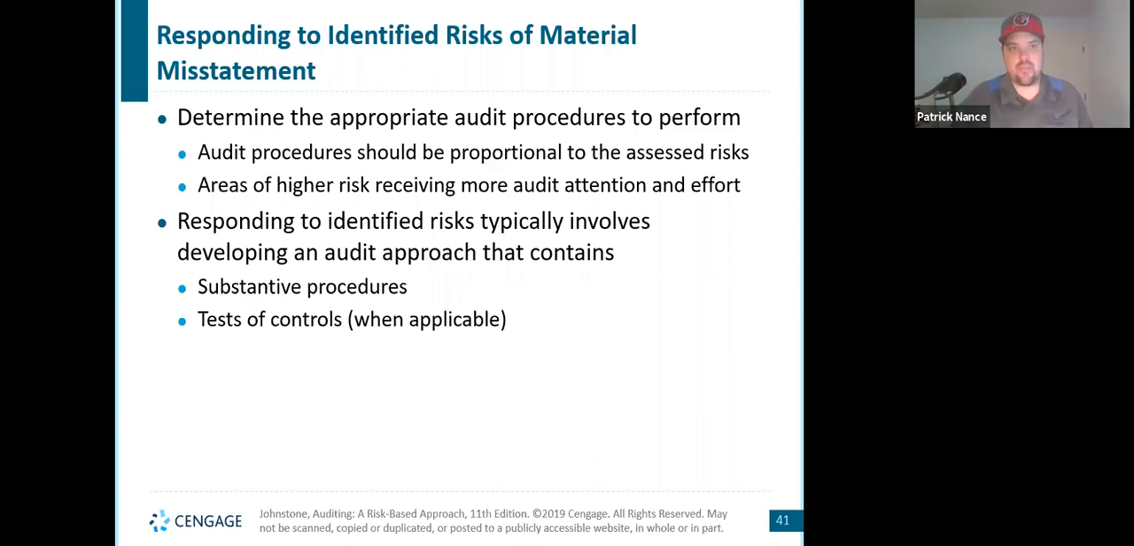The only way we can confirm that something is correct, or at least materially correct, is if we do the proper procedures to make sure that that's true. And the higher the risk, the more procedures we need to do. Responding to those identified risks typically involves developing an audit approach that contains both substantive procedures and tests of controls. Not just one or the other. It's almost never just one or the other.